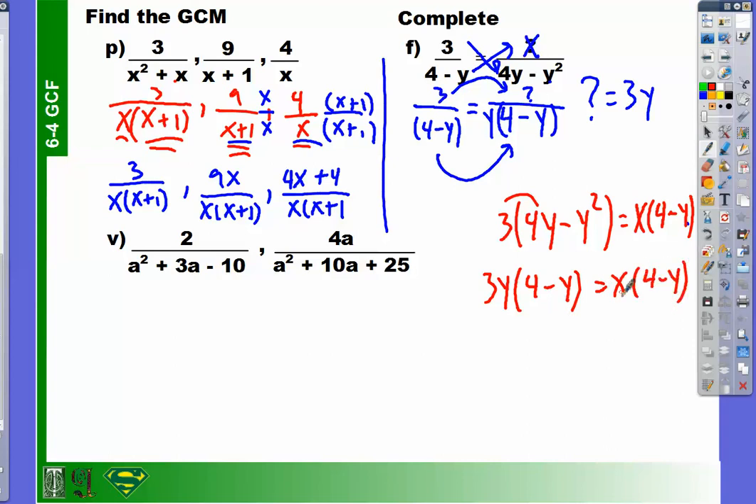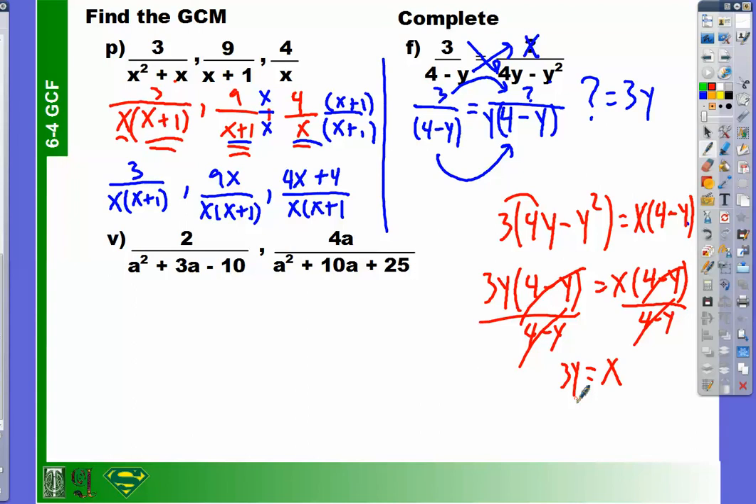What's the opposite of multiplying x by 4 minus y? Dividing by 4 minus y. What I do to one side, I have to do the other. So I get x is equal to 3y. Either way works. Cross multiplication will become useful eventually, though.